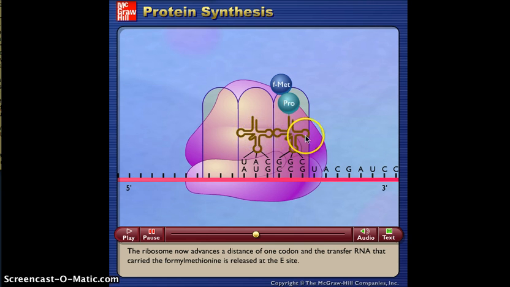So the tRNA, the next tRNA comes with a different amino acid, or it could be the same depending on the sequence right here, 3 bases in the mRNA. And then the ribosome combines those 2 amino acids together.